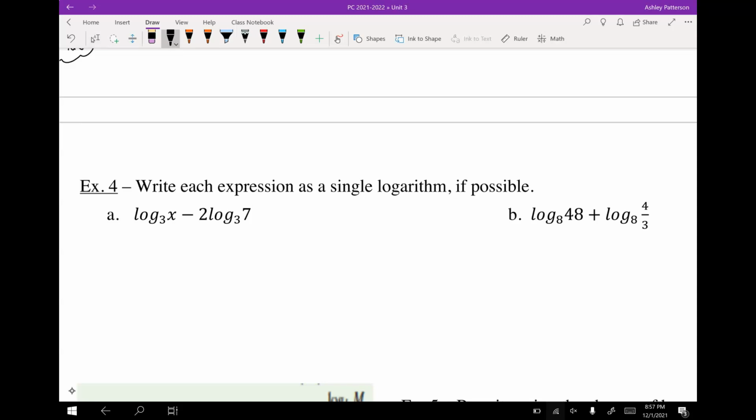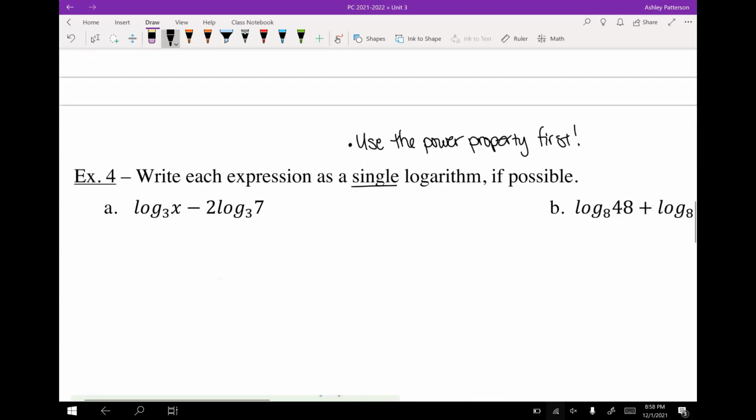If you're going to write as a single logarithm, if you're going to condense, here is where you want to use the power property first. Use the power property first.